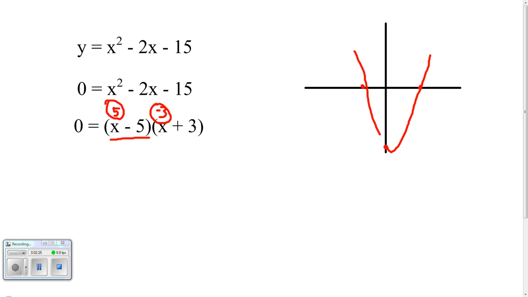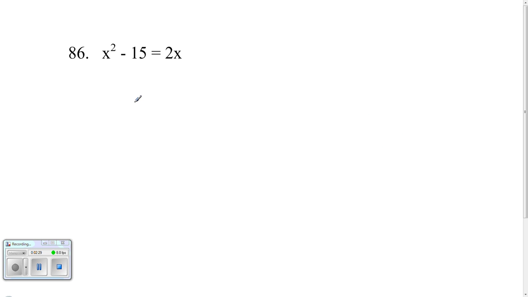So here's the first problem that you have that's like this. It's number 86, and you have x squared minus 15 equals 2x. So the first thing you'd do is make it x squared, and then take away the 2x, and then you'd have minus 15. And hopefully you recognize that's the exact one that we just did a second ago. Once I've solved that, it's equal to 0, which works out nice. And now I just factor it just like we just did a second ago.